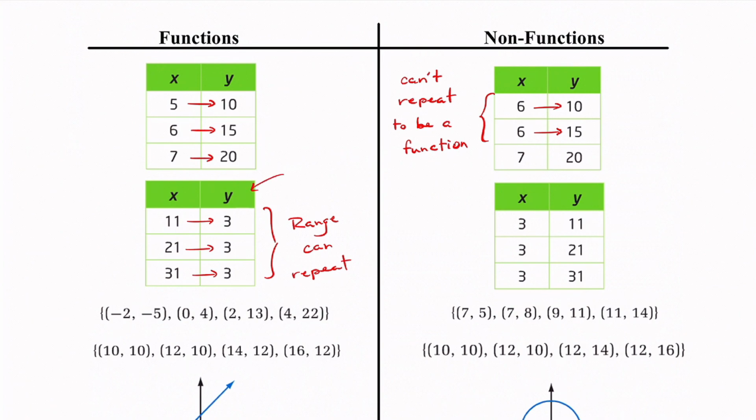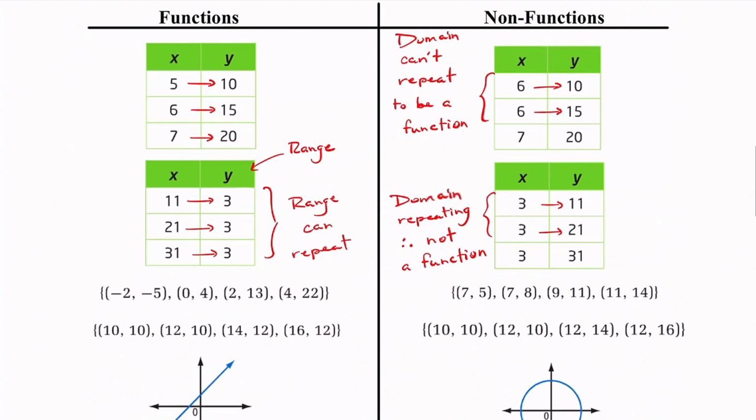Just to remind you, the y was for the range, and the x was for the domain. On this one here, the domain couldn't repeat. So I'm going to put domain up here. The domain can't repeat to be a function, but the range can repeat. Looking at this last one now, we got 3 goes with 11. Then all of a sudden it goes with 21. So we have that repeating here where it doesn't give us the same value, and you can't have that. The domain is repeating, therefore it's not a function.